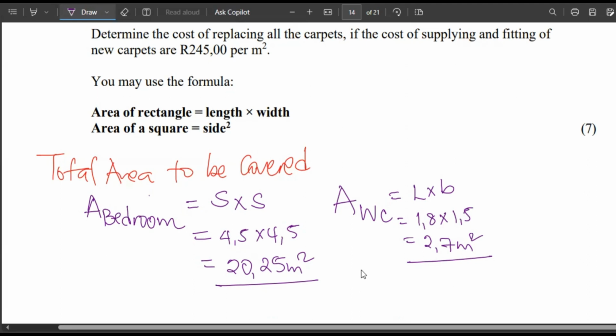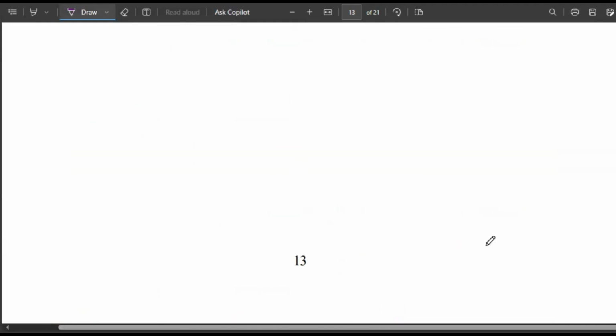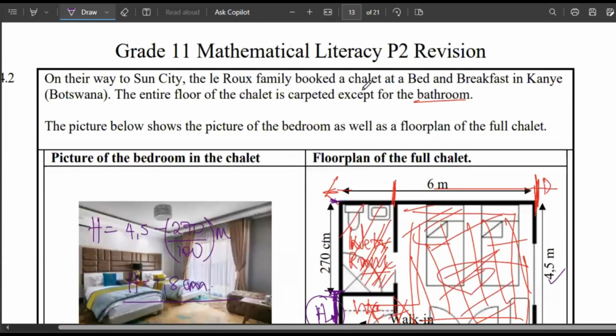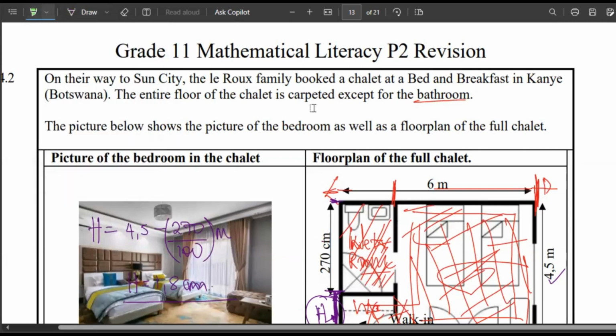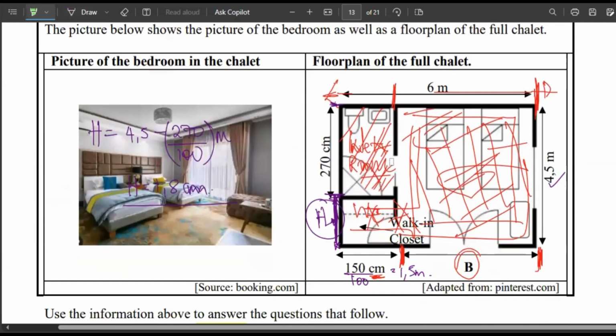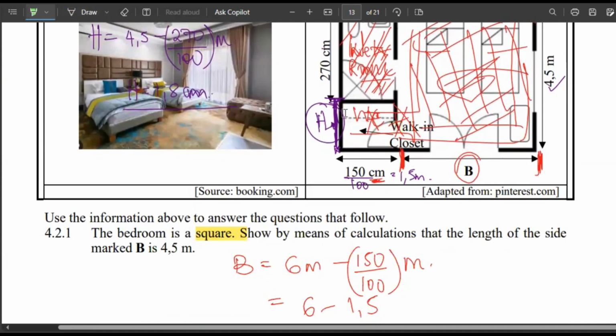So now we have the area of the bedroom and the area of the walk-in closet. Someone might ask us, why don't we include the bathroom? In the scenario here, they are telling us the other places are carpeted. Look here, except the bathroom, excluding the bathroom. So we don't need the area for the bathroom. All we need is the area here, here, and there, around that place. All right, we continue.